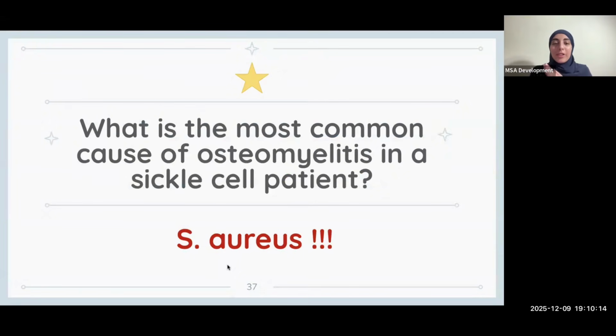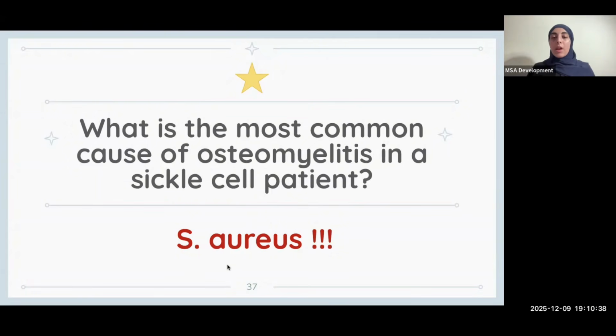Now, you might be wondering, didn't we just say Salmonella is an important cause of osteomyelitis in these patients? And that's correct. But the idea here is that we're asking about the most common cause of osteomyelitis in sickle cell patients. The most common cause is Staph aureus. If we're talking about Salmonella, the most commonly seen group of patients in Salmonella osteomyelitis is sickle cell. Okay, what does that mean?